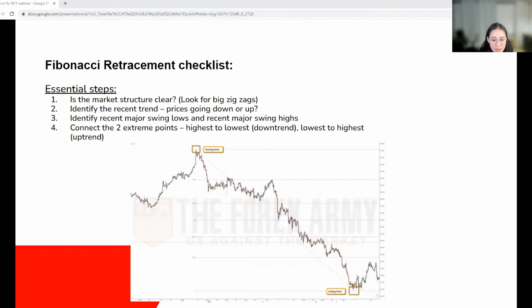Thirdly, you need to identify recent major swing lows and recent major swing highs. We'll show you some examples of this in the coming slides. It's also important to connect the two extreme points, from highest to lowest or lowest to highest, depending on the general trend. We'll show you why this is important in the next few slides as well.